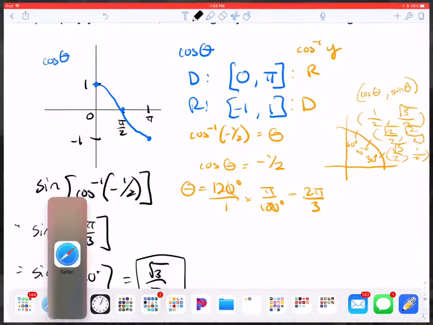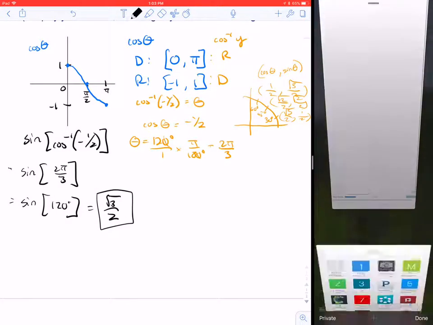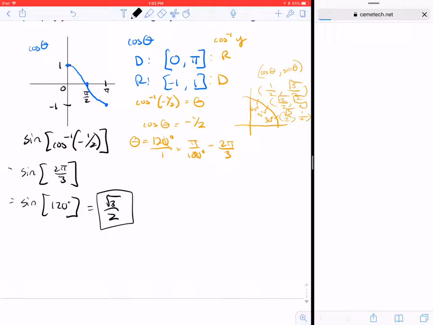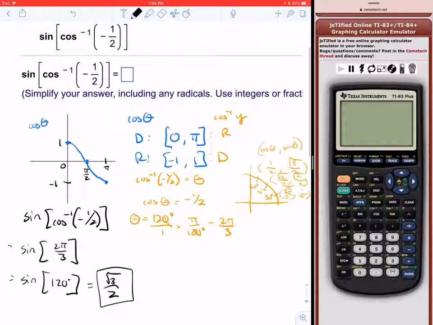Now how can we confirm this? I do have a graphing calculator, so let's use it to confirm. Let me reload and refresh, make sure it's working. I'm going to check mode. We're already in radians, so I'm going to leave everything in radians. I'm going to say sine of inverse cosine of negative 1/2. I should get a positive result, some decimal. Then if I say the square root of 3 over 2, we should get the same decimal.